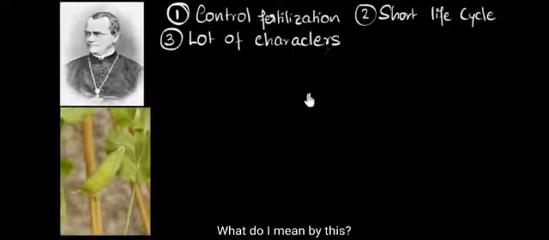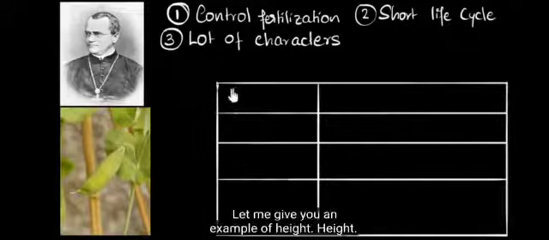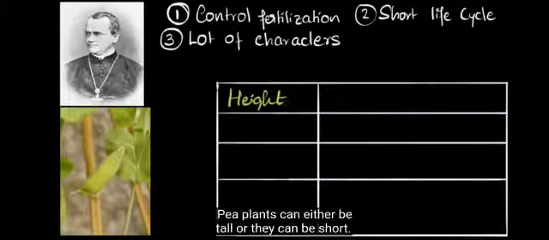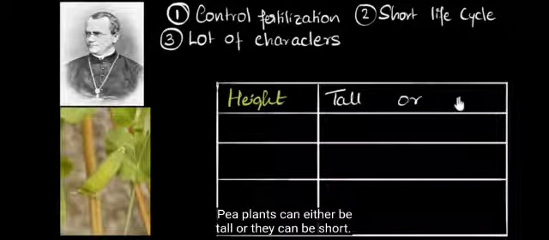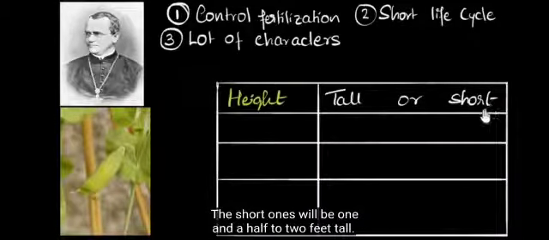Now, what do I mean by this? So let me show you. Let me give you examples of what characters I'm talking about. Let me give you an example of height. Pea plants can either be tall or they can be short. So the tall ones can grow up to 5 to 6 feet tall. The short ones will be around 1.5 to 2 feet tall.